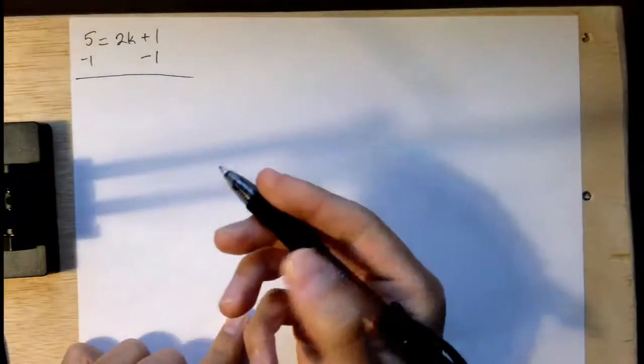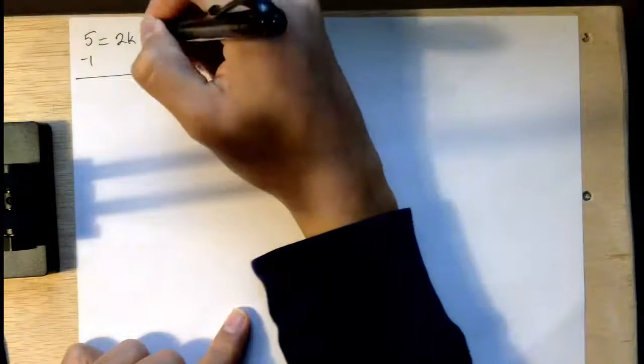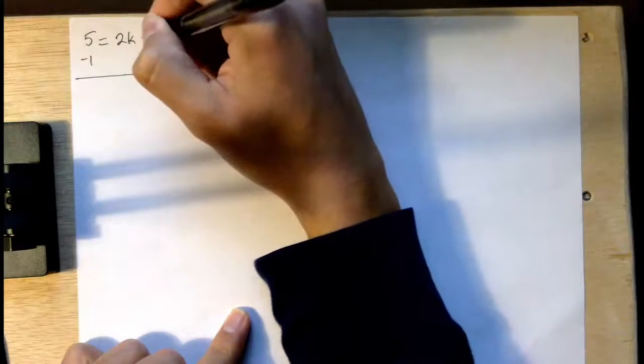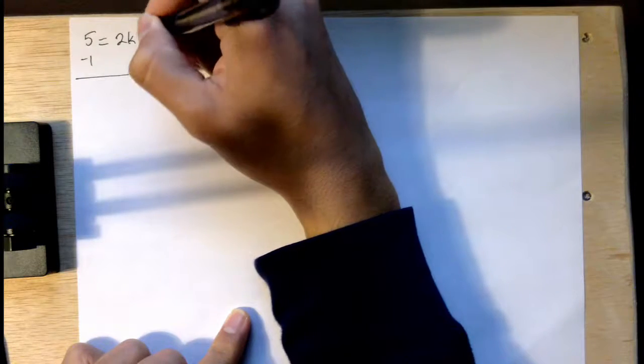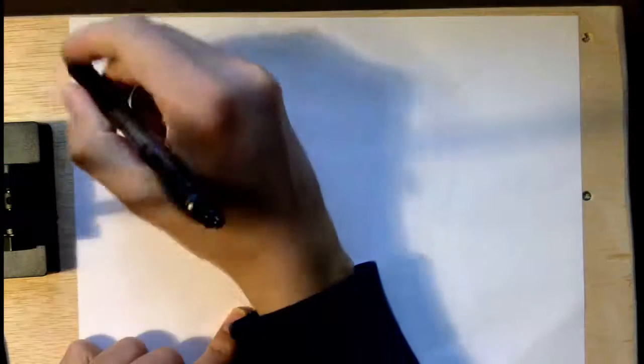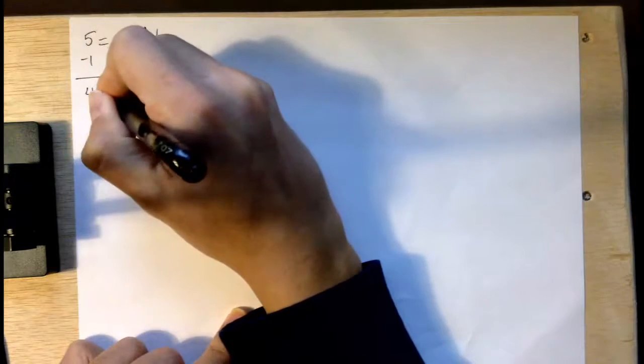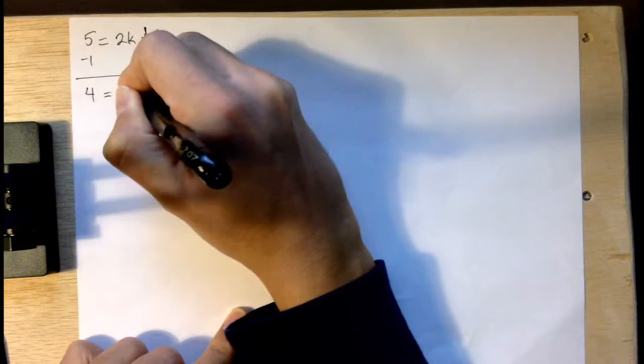Now, if we did this correctly, our 1's will cancel, and I'm just going to draw a line through it. You don't have to do this, but I think it helps to keep the organization clear and accurate. These will cancel. On the left-hand side, we're left with 5 minus 1, which is 4, and that's equal to 2k. We're just going to bring down the 2k.